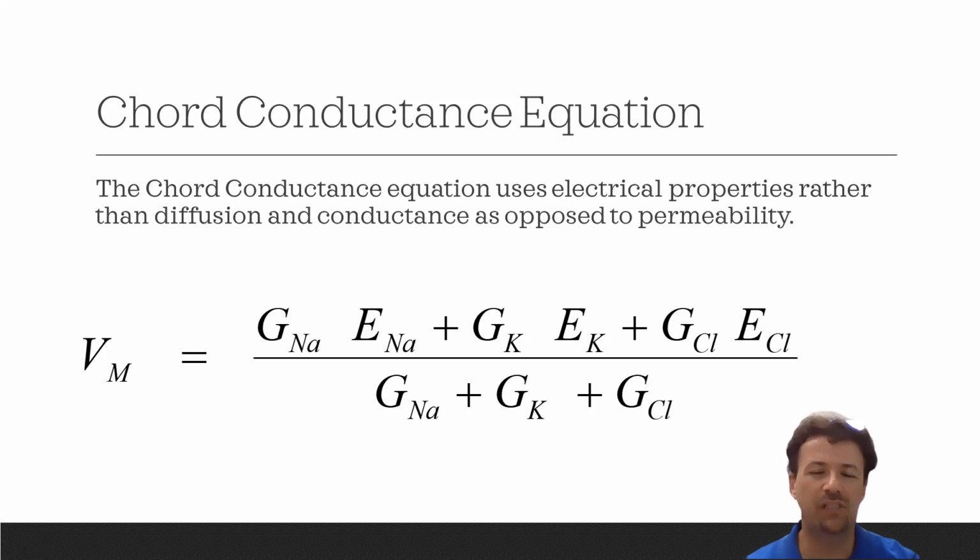And we're going to be doing some examples of how we can utilize this equation in another session. So I want you just to do a little bit of reading and understand the chord conductance equation. It's based upon the same principles as the Goldman-Hodgkin-Katz equation, but now it's using electrical systems and the flow of ions, which is actually an electrical current, to calculate the resting membrane potential.